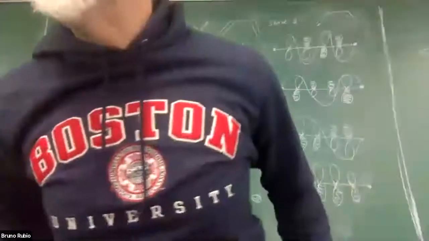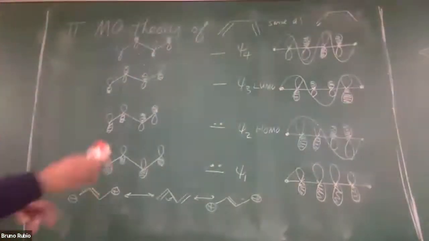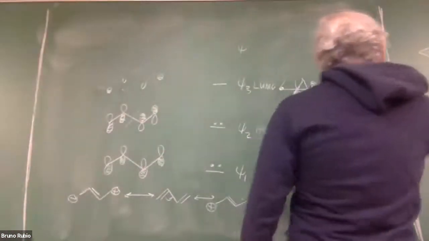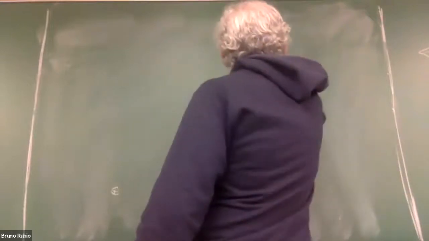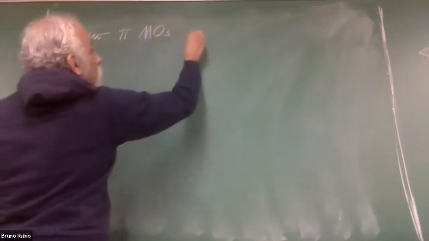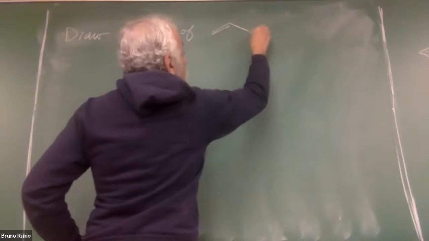Okay, so now you try it. Draw the pi molecular orbitals of the allyl cation.